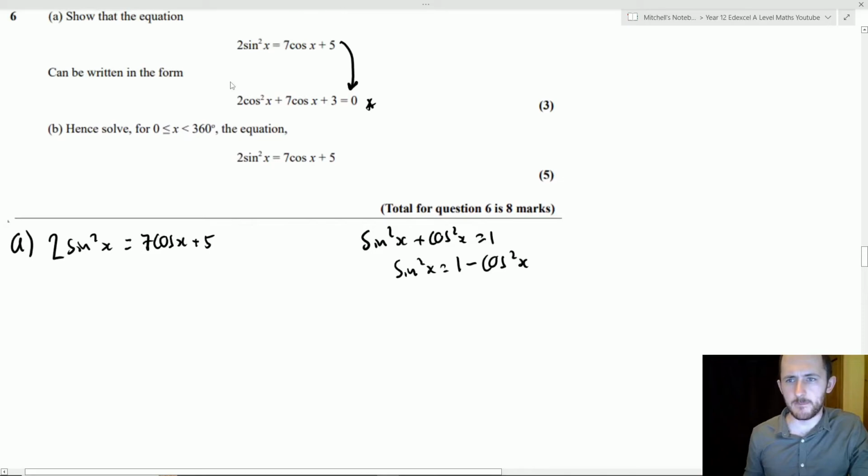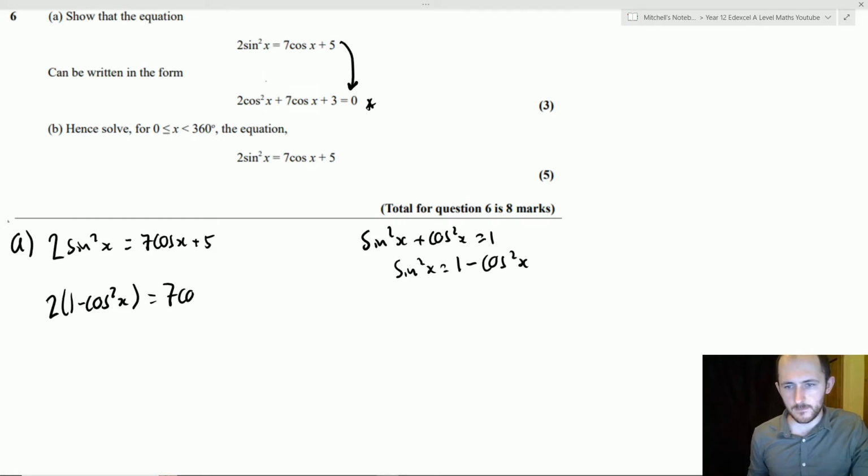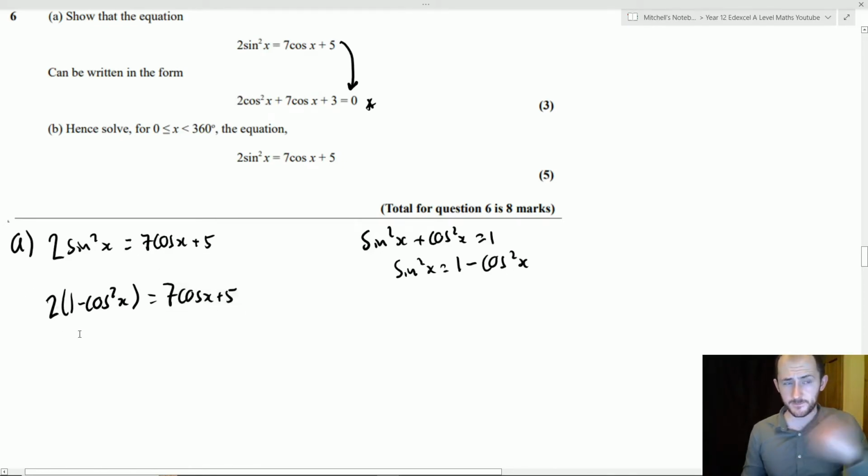And again, we're going to keep looking back at this to see if we're getting close to the answer. Well, now if I look at the answer, I've gotten rid of the sine squared, and I can see I'm going to get 2 cos squared, which is in the answer. And I have the 7 cos x. Plus 3 can come from plus 5 minus 2. So we're on the right tracks.